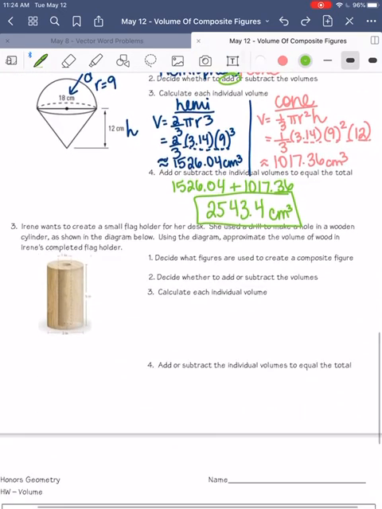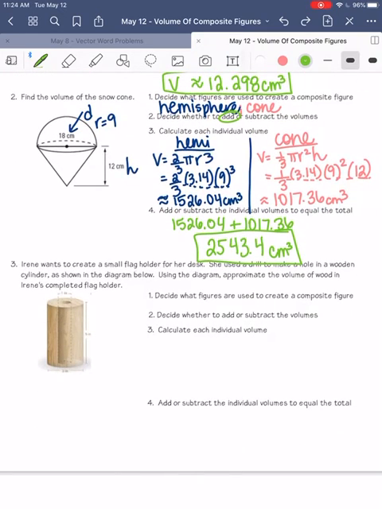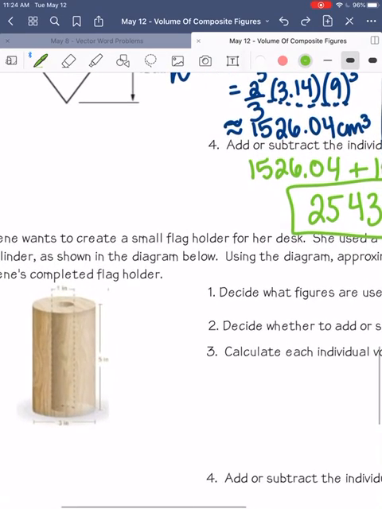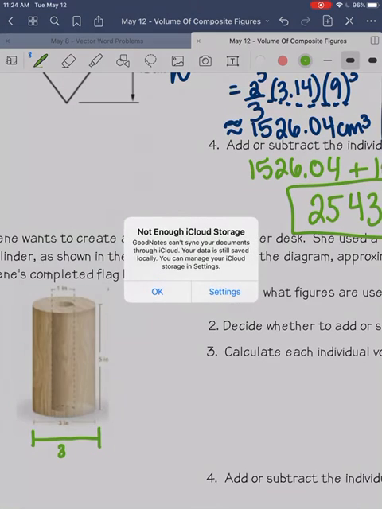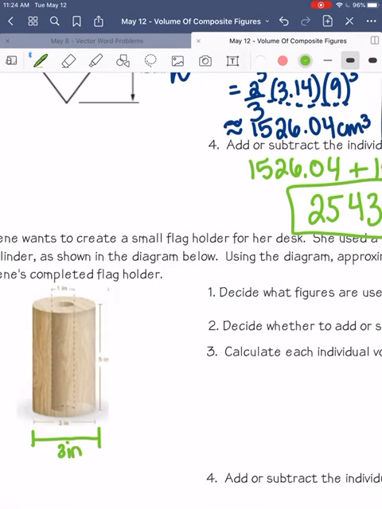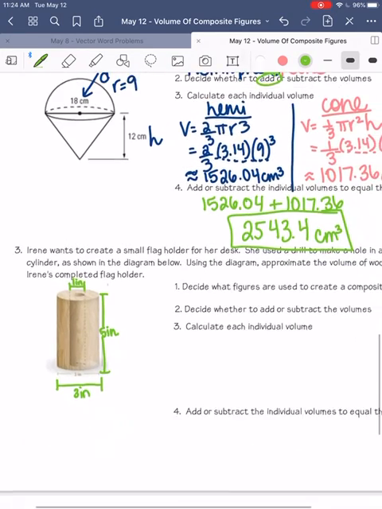All right, and then lastly, we're going to do a flag holder, or kind of like a pencil holder or something like that. You could think of it as like a paper towel roll or a toilet paper roll, like that. Now, this is very hard to see, but the diameter is 3 inches. And then the diameter of this is 1 inch. And then the height of it is 5 inches. Okay, if that's hard to tell.